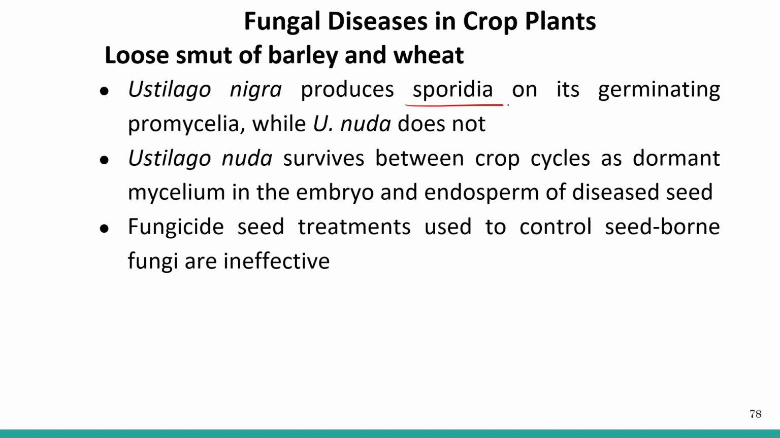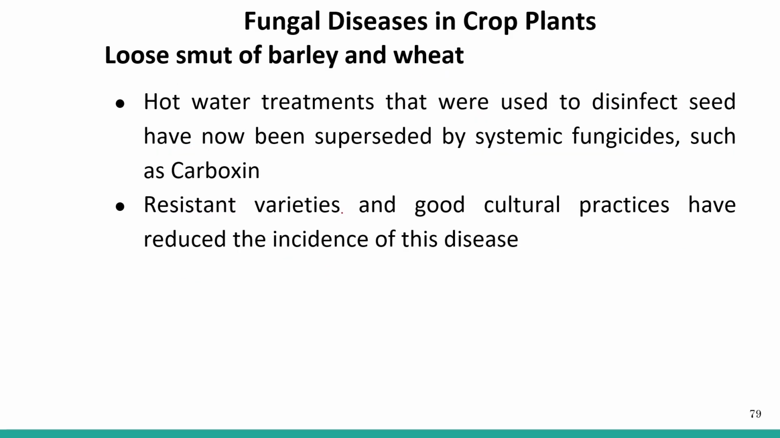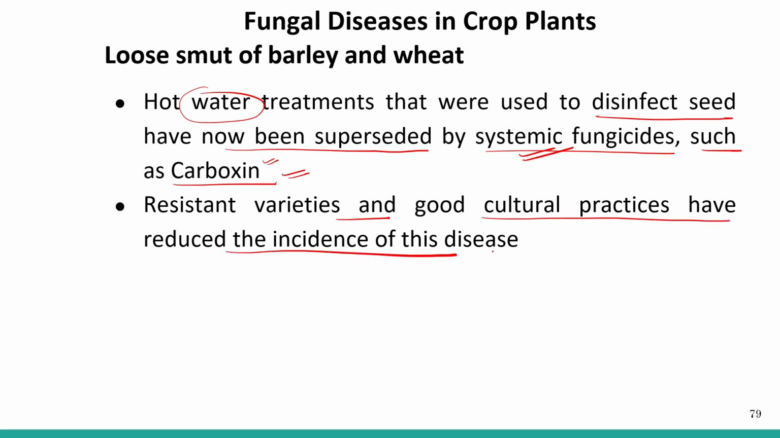Ustilago nigra produces sporidia on the germinating promycelium, while Ustilago nuda does not produce sporidia. Ustilago nuda survives between crop cycles as a dormant mycelium in the embryo and endosperm of the diseased seed. Fungicide seed treatments used to control seed-borne fungi are ineffective. Hot water treatments that were used to disinfect the seeds have now been superseded by systemic fungicides such as carboxin. So earlier we were using hot water treatment, but now we can use a systemic fungicide, that is carboxin. Resistant varieties and good cultural practices have reduced the incidence of this disease.